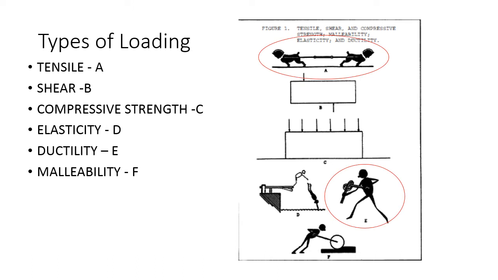Types of loading. So the material properties that we're looking at are tensile. You can see up on the top, we got the two horses trying to pull whatever it is apart. That's a tensile test. We're not going to worry about shear testing or compressive strength, elasticity. The other one we're looking at is ductility. This guy down here bending a railroad tie like he's Superman, right? Those are the ones we're going to worry about. Those are the two biggies.